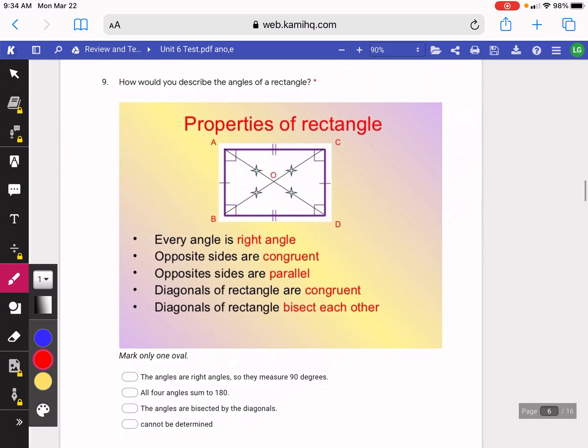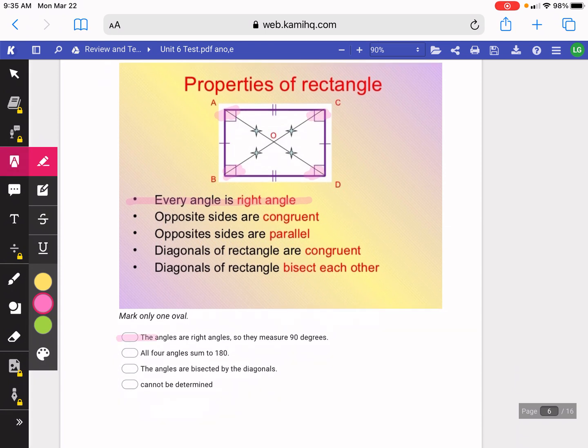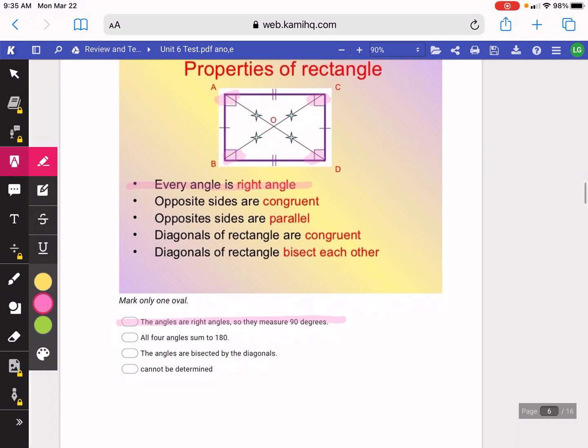Here we're going to describe the angles of a rectangle. And here are the properties. So we look for the angles of a rectangle. It says that every angle is a right angle. So all these corner angles are 90-degree or right angles. That would be the correct answer choice, where it says the angles are right angles, so they measure 90 degrees.